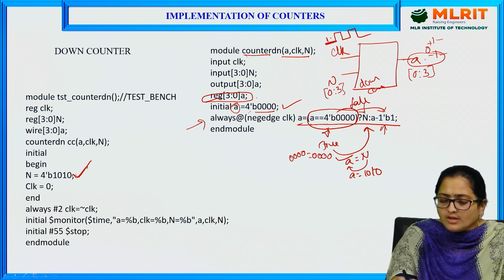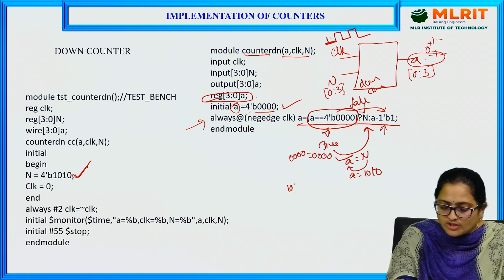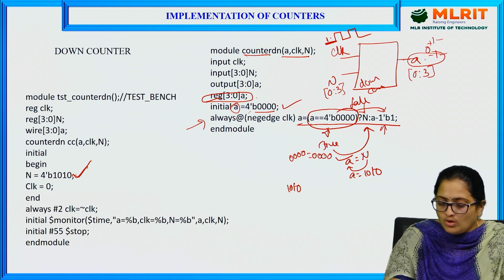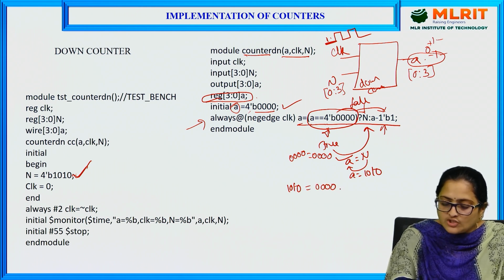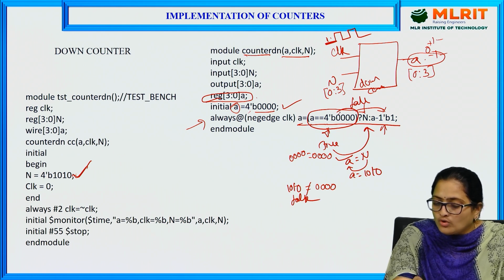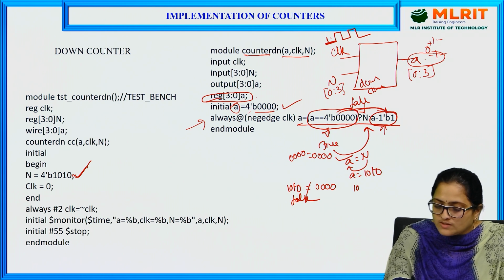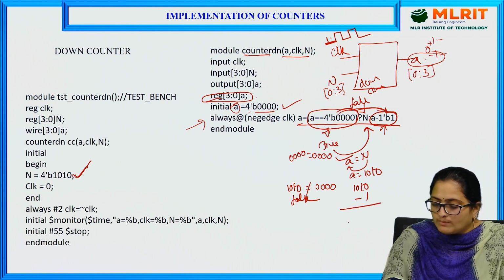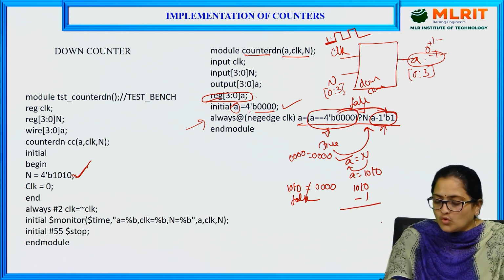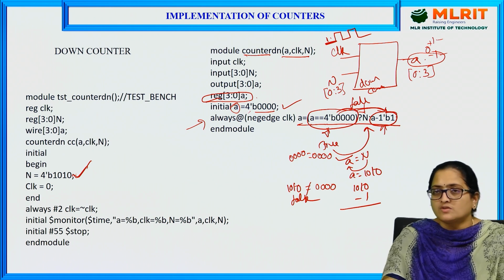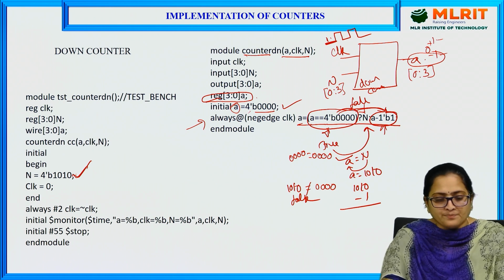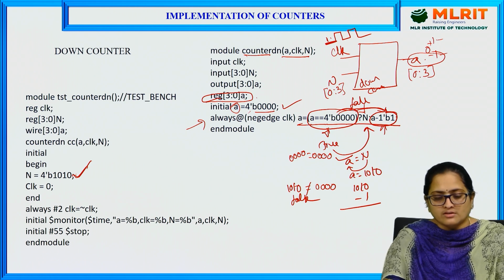Now your A value changes to 1010, and it is compared with the condition 0000, and this condition is now false. So it goes to this statement and decrements by 1. That is, 1010 minus 1 will be done here. This goes on, decrementing the value until it reaches 0000. So this is the function of the down counter.